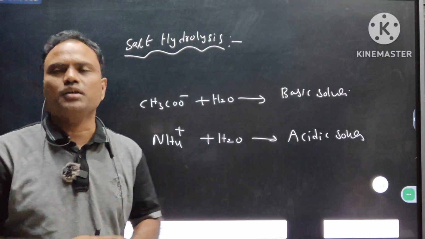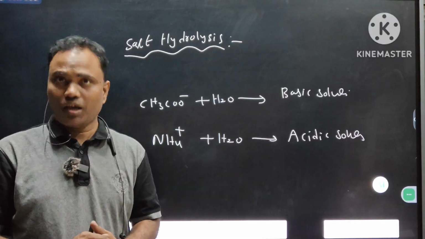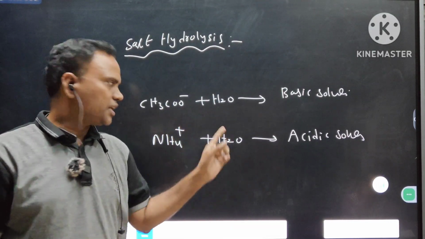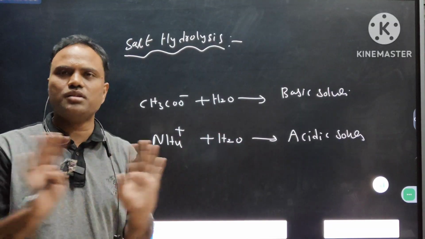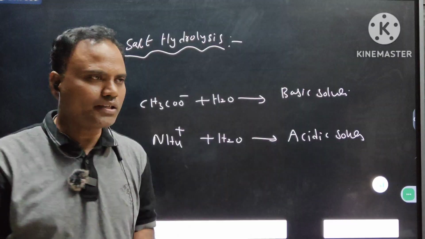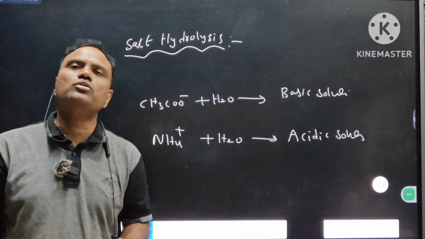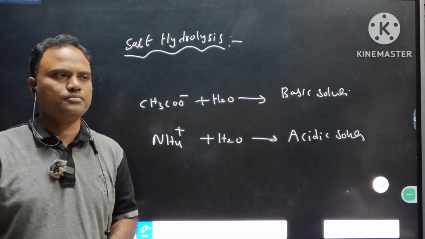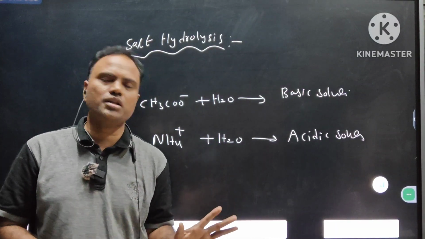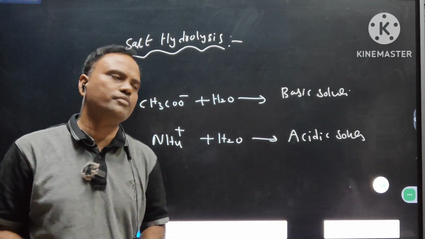Very important point. Which type of ion undergoes hydrolysis? Can we add water to all types of anions? Can we add water to all types of cations? No. Only strong ions, strong cation and strong anion, undergo hydrolysis. But how to know which is strong and which is weak?